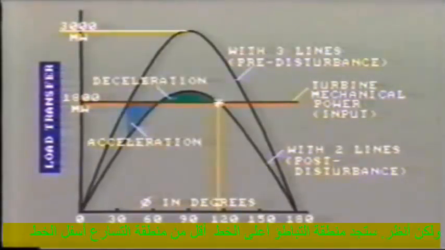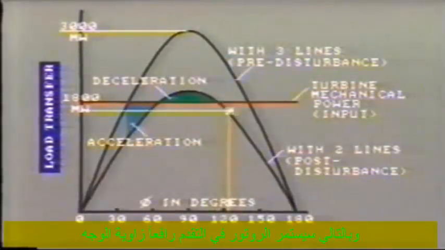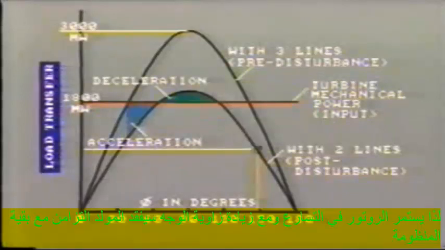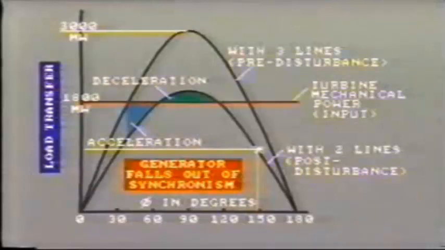But look, this deceleration area above the line is less than the acceleration area below the line. So the rotor goes right on advancing and increasing the phase angle. The power transfer has decreased, but the turbine is still inputting 1,800 megawatts of energy, so the rotor continues to accelerate. Thus, the phase angle continues to increase, and the generator will fall out of synchronism with the rest of the system. We'll be looking at this condition in more detail later on in this tape.